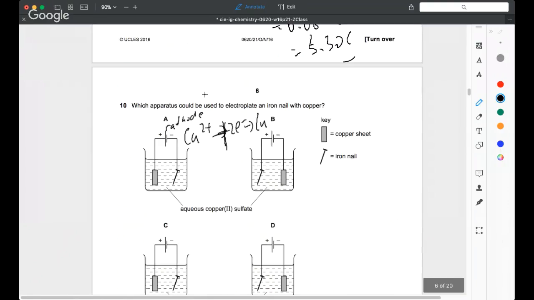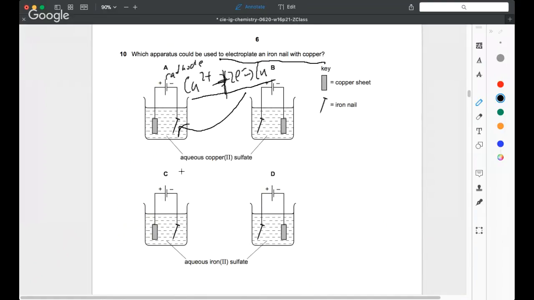Okay, question 10. We are electroplating an iron nail with copper. So what's happening in this reaction is copper ions gain electrons and become copper, which is then electroplated on the iron nail. So obviously we need copper ions in the solution. So between those two, we need to choose the copper ion.